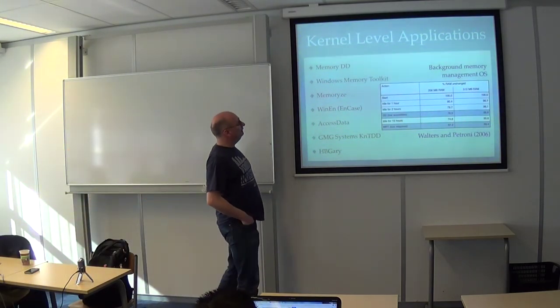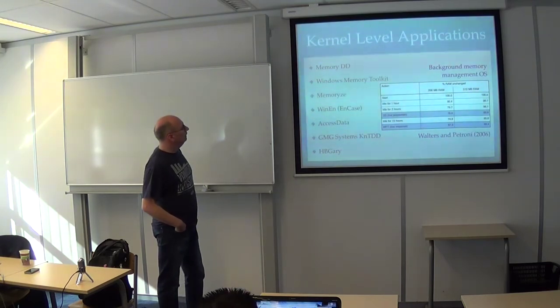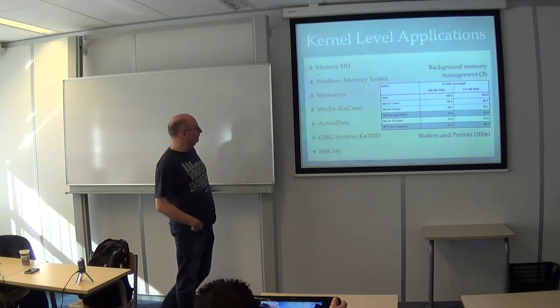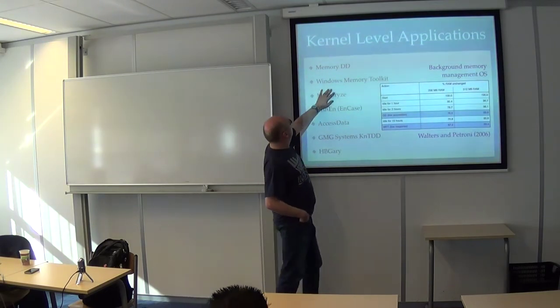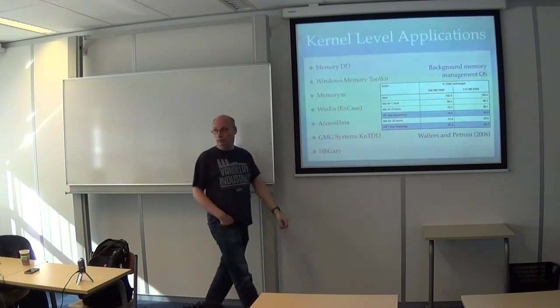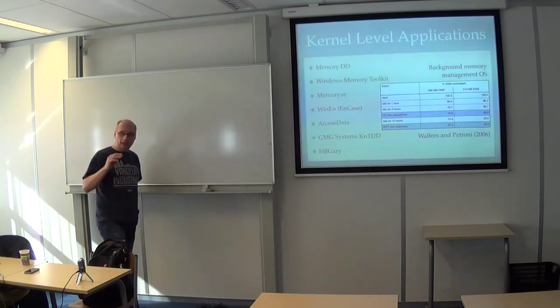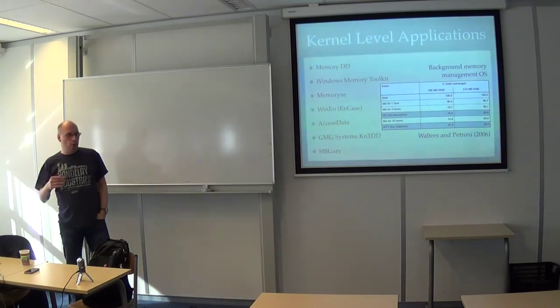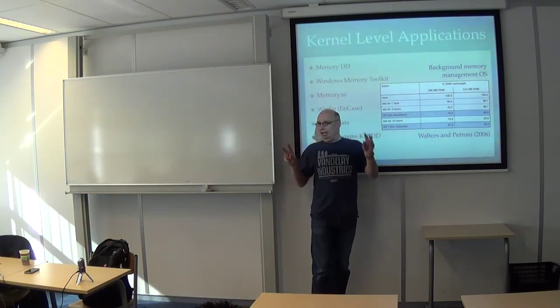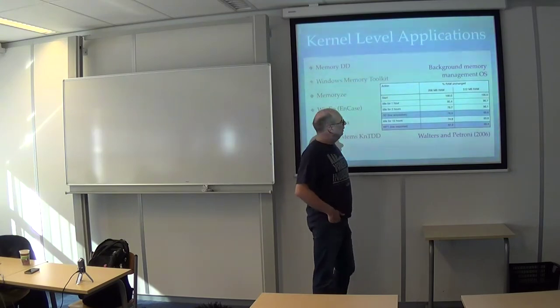So, applications that we could use: memory DD, Windows Memory Toolkit, Memorize, Encase, Access Data, KMTDD, HP Gary. These are all tools that are kernel level applications. So they run at kernel level. They get a little bit lower into the chain. They have more control over the system because they kind of hack the system in a way.